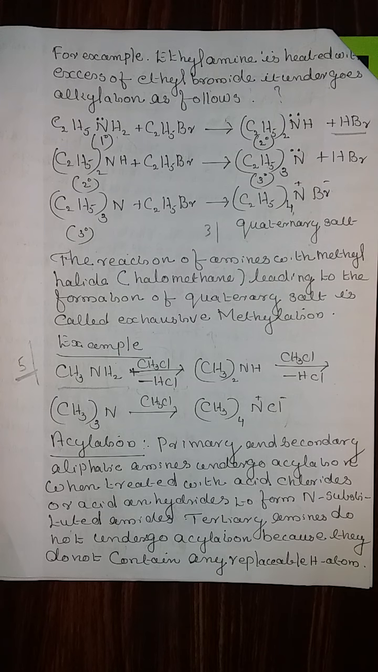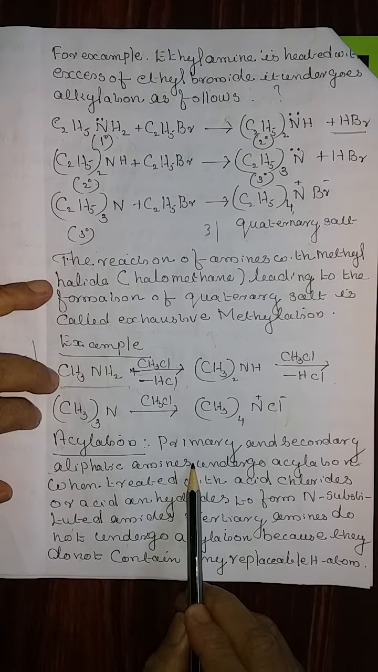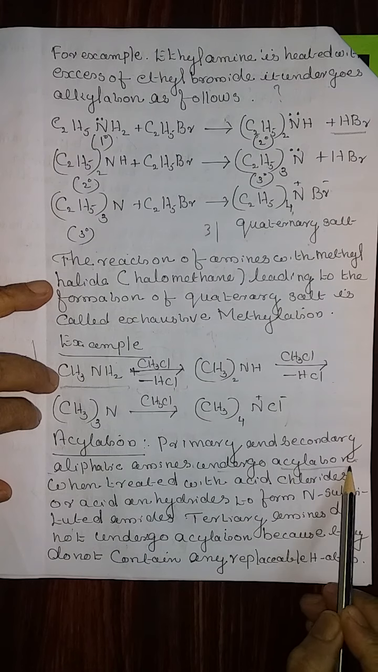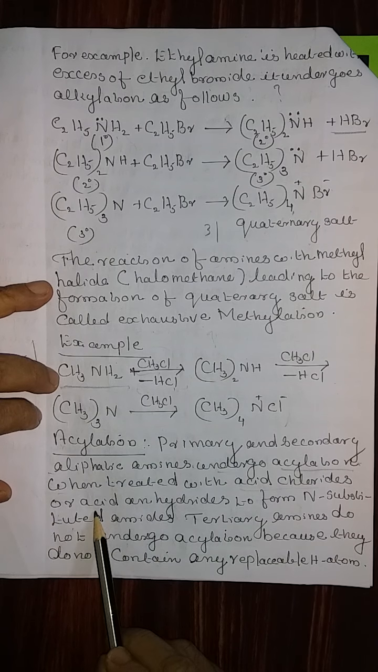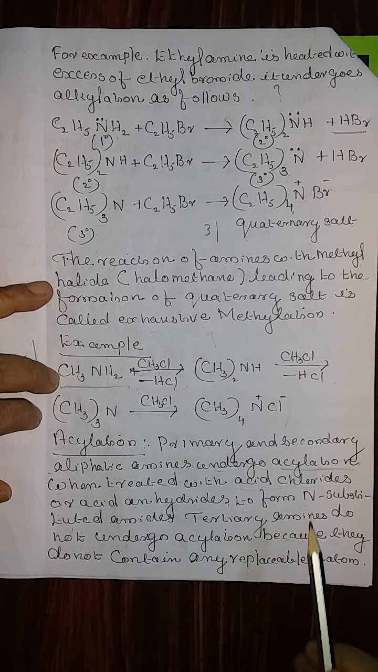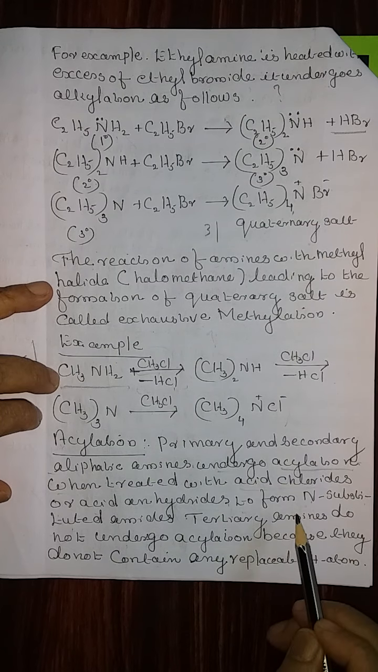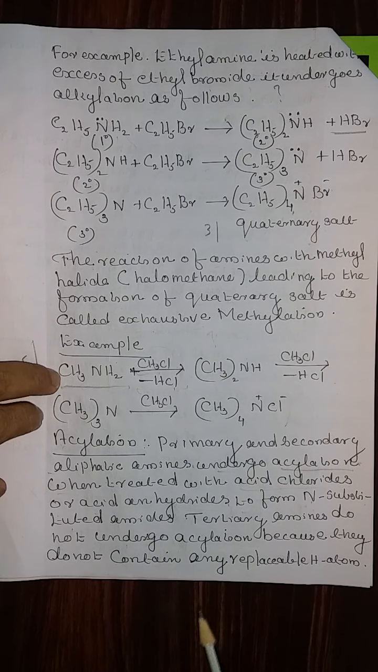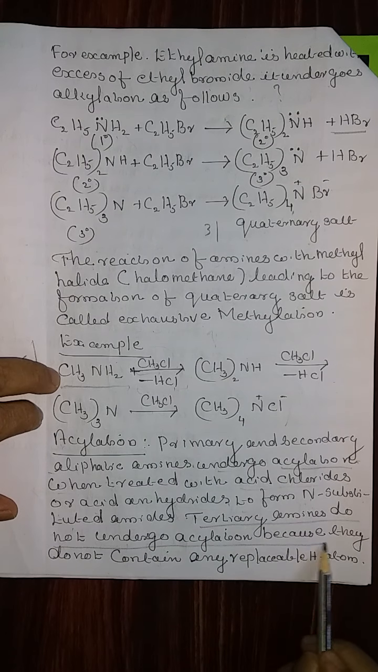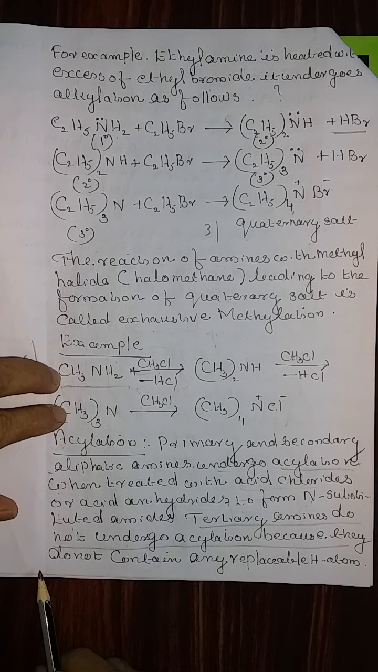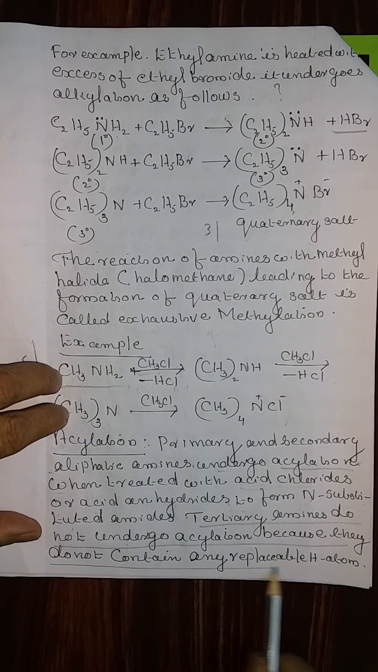Next is acylation. Primary and secondary aliphatic amines undergo acylation when treated with acid chlorides or acid anhydrides to form N-substituted amides. N-substituted means the substitution is directly on the nitrogen atom. Tertiary amines do not undergo acylation because they do not contain any replaceable hydrogen atom.